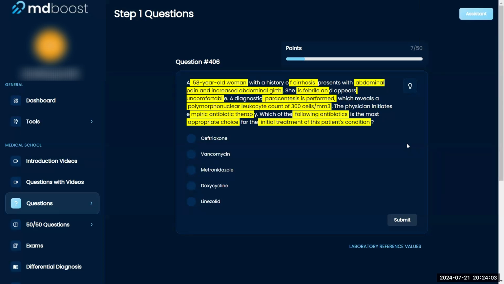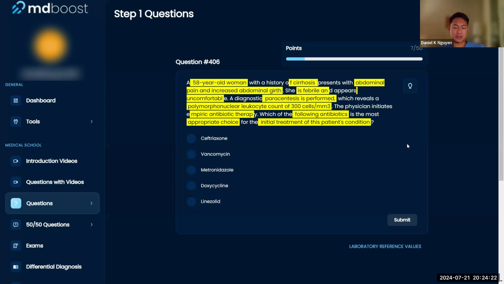There could be some leaking here. I'm not too sure why this would happen. Maybe there's fluid in the peritoneum. Good. So fluid in the peritoneum, and that's why they did a paracentesis, to pull that fluid out. And then it showed a polymorphonuclear leukocyte count of 300 cells.